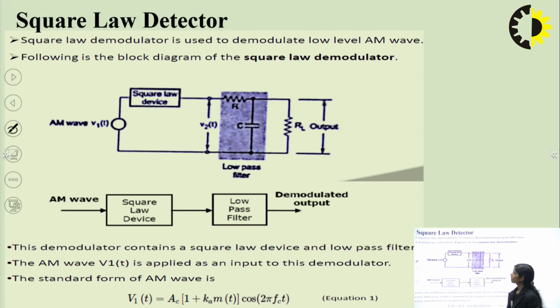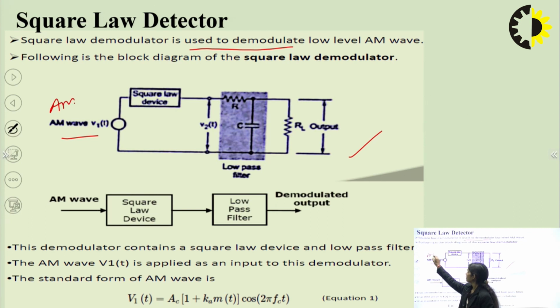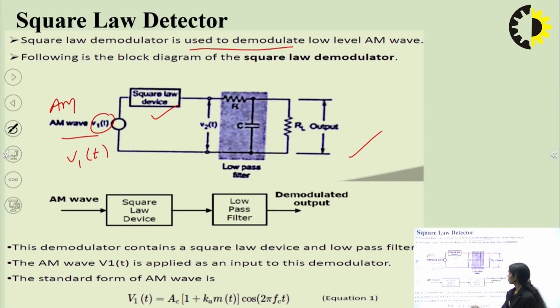One by one we will study this. So we have the square law demodulator, which works on the same functioning as that of the square law modulator. The square law demodulator is used to demodulate the signal, and this is the circuit of the square law demodulator. In this, we have an input signal as an AM wave, a modulated wave, which is given as V1t here, in the form of the V1t equation. Again, it is passed through the square law device, and we obtain another output, that is V2t.